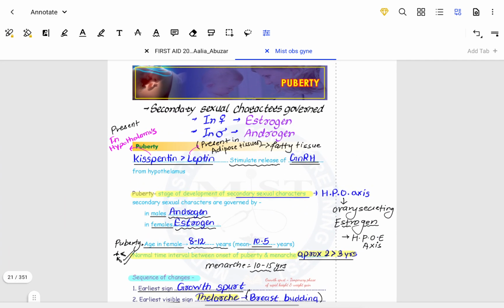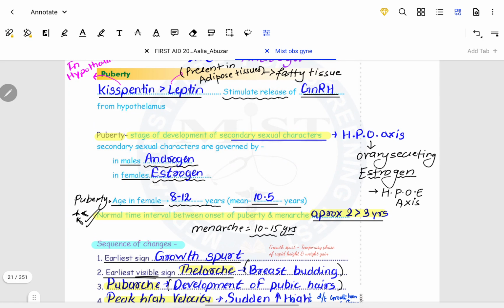So puberty is a stage of development of secondary sexual characteristics, and we have the hypothalamus, pituitary, ovarian axis. Secondary sexual characteristics are governed by androgen in male and estrogen in female. Age of puberty in female is 8 to 12 years. Ovary was developed in 8 weeks, right? Ovary develops in 8 weeks of intrauterine life.